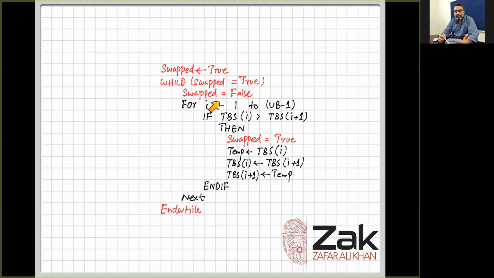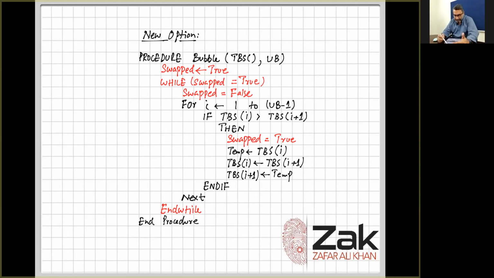So it works until it is false. And before starting the inside loop, we have made it false. So if in the inside loop no swap happened, swapped will remain false, and the while will check that if it is true, it works. If it is not true, it is false, then it gets out. So this is another option that we have. Again, we have to put it inside a subroutine.